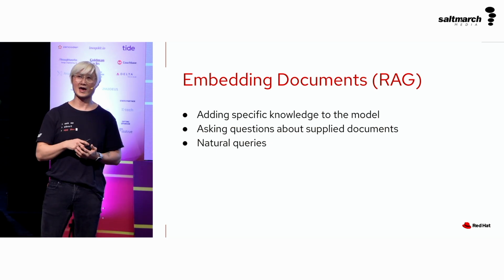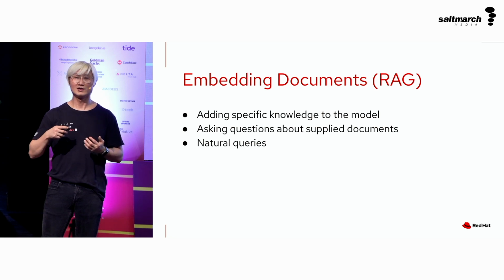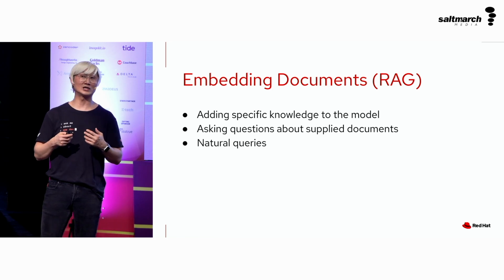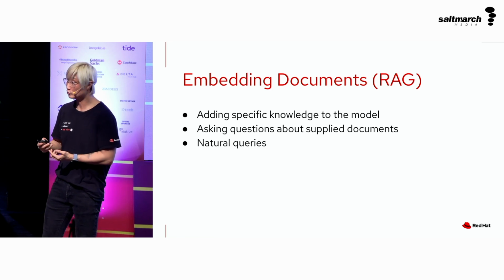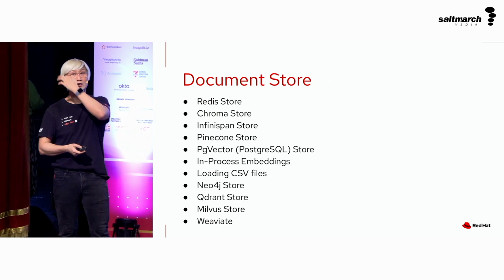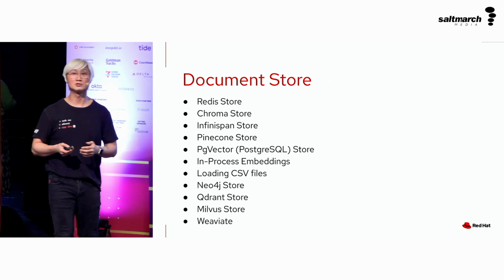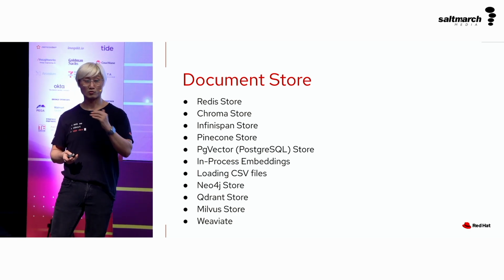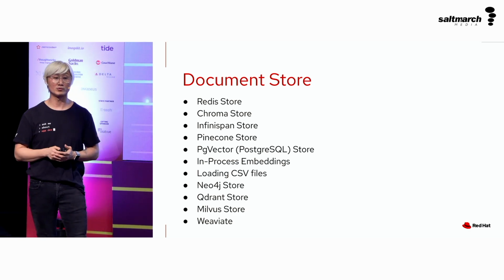So other than that, you can quickly let your LLM better understand your question, which is RAG: just ingest your document and retrieve the document with a vector store, that kind of stuff. Here is some kind of document store you can use with Quarkus. You can actually use another one, such as Redis, Chroma, InfiniSpan, even in memory and so on.